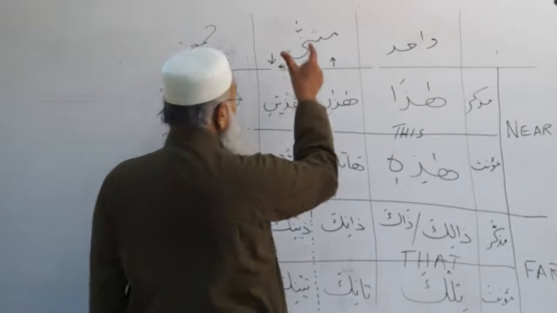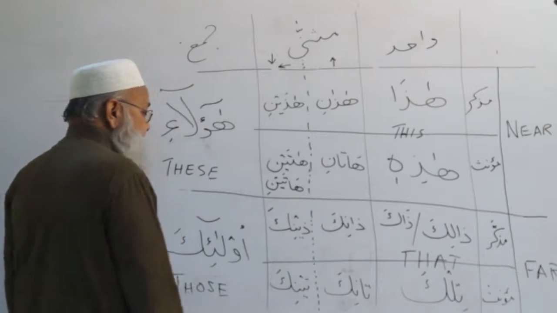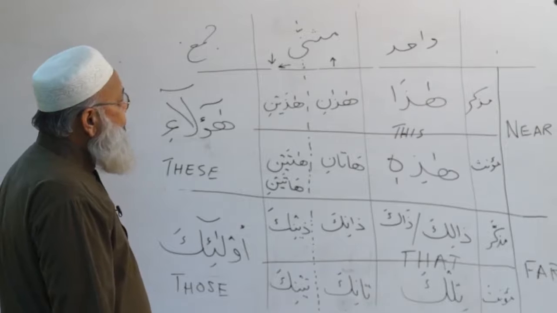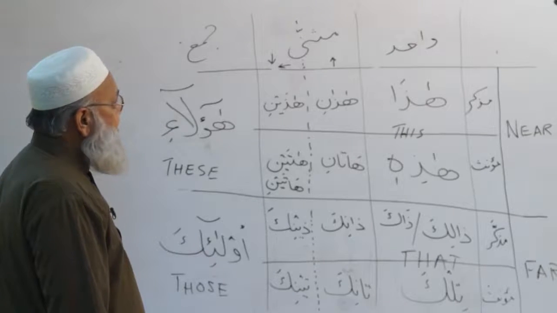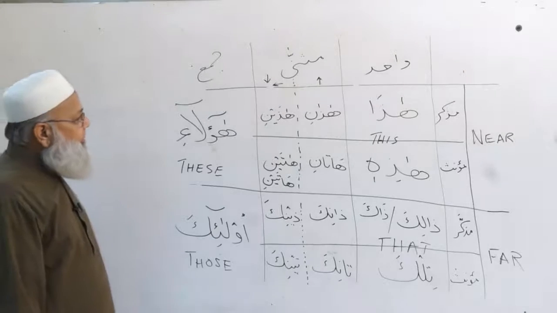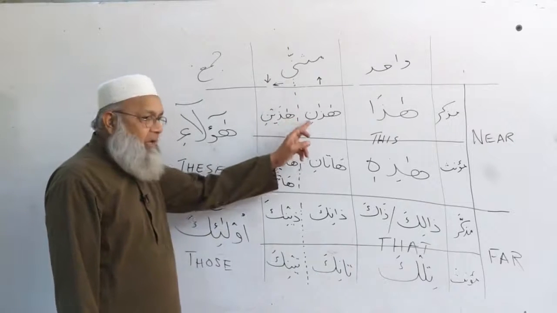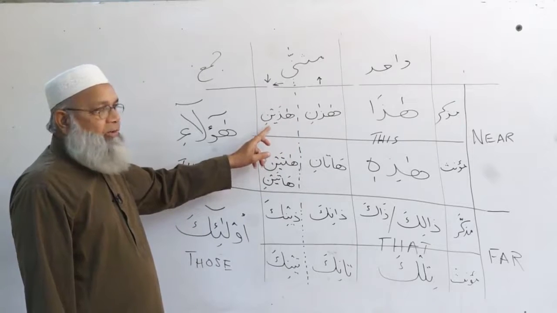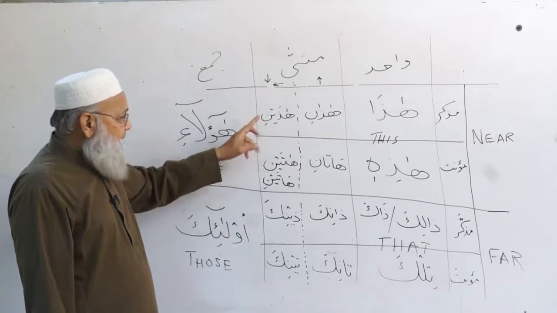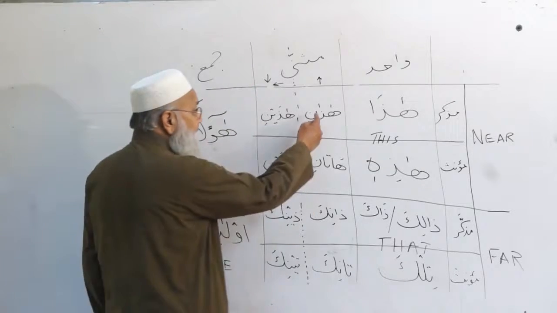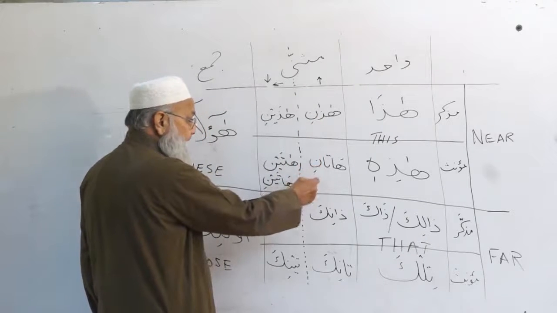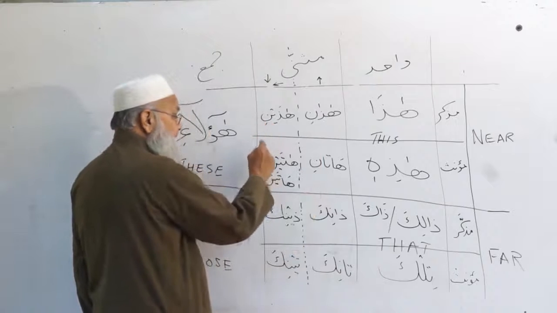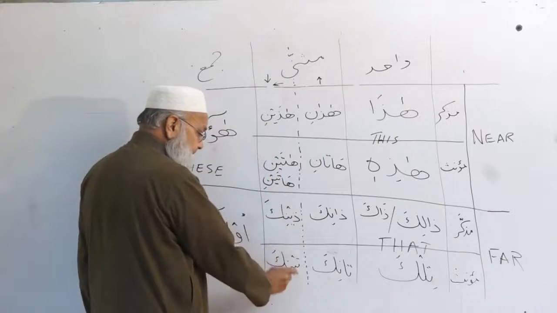But the muthanna, as I said under the heading of muthanna, is always without exception: in rafa form, it has to have an alif sound at the end, and in nasab and jar form, it has to have an ayn sound at the end. You can say all around: hazani, hatani, zani, tani, zaini, taini.